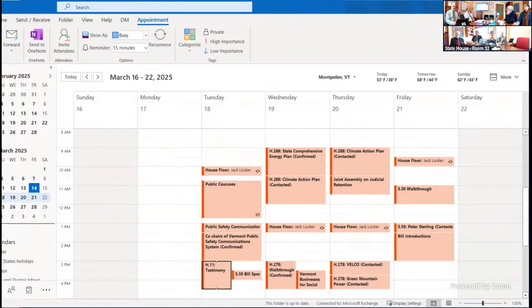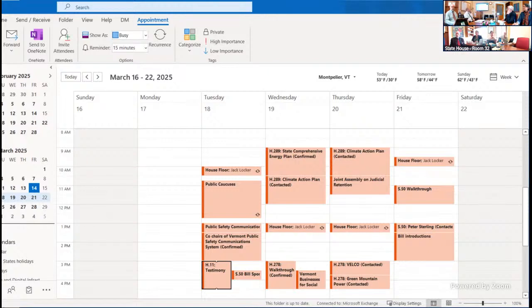Again, higher level. We have a joint assembly. We are going to try to get VELCO to come in and talk about H278 because it asks VELCO to do work. And similarly, Green Mountain Power is asked to do work in H278. So we're trying to hear from VELCO and utilities.